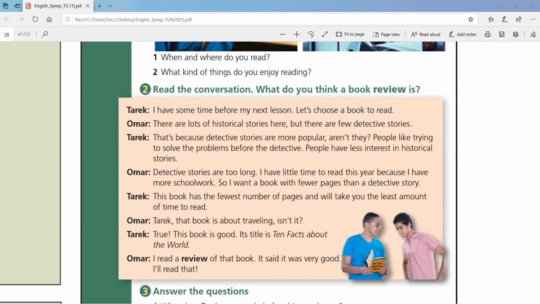Tariq, Umar, Tariq, that book is about traveling, isn't it? True, this book is good. Its title is 10 Facts About the World. I read a review of that book. It said it was very good. I'll read that.